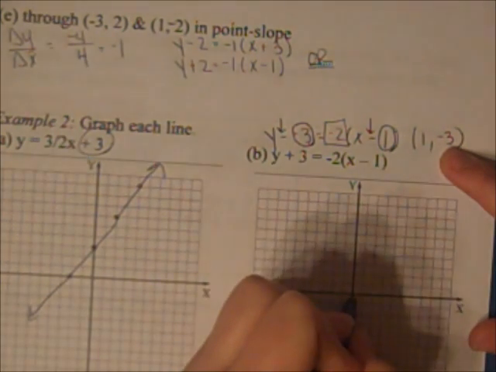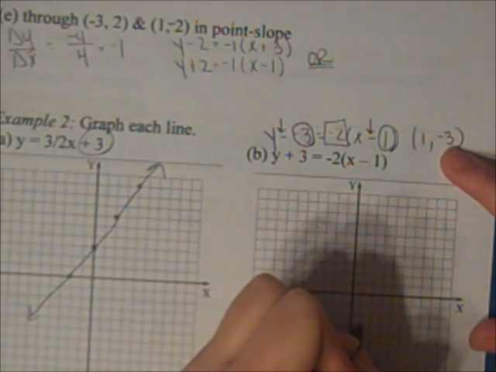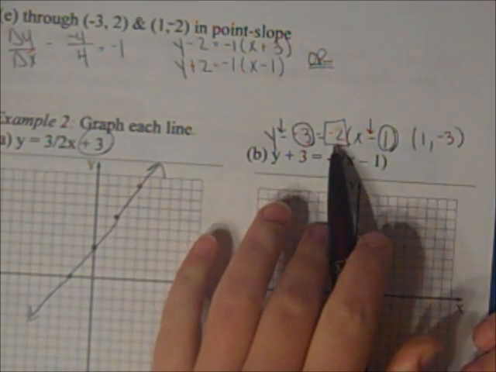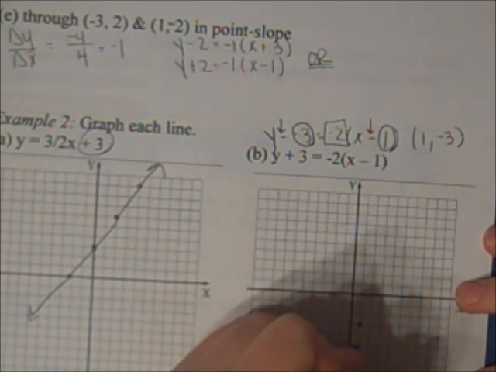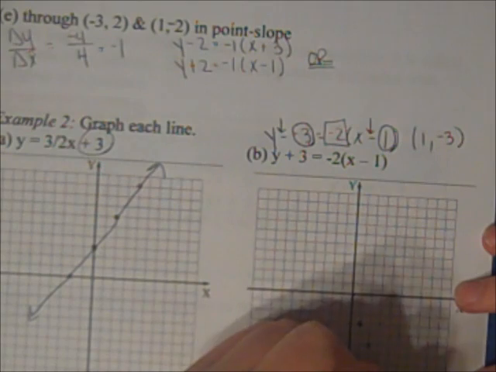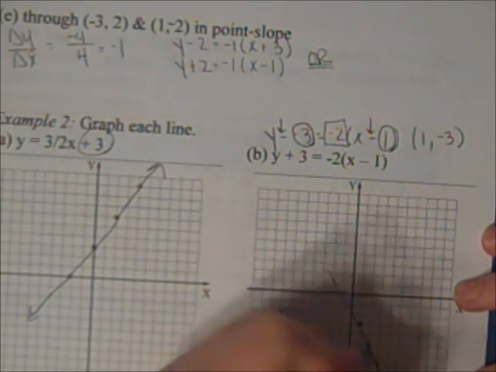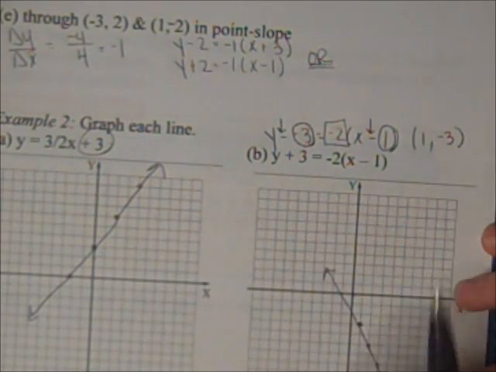So I'm going to go over 1 and down 3 to put my point. From there, I just follow the slope. Down 2 over 1, down 2 over 1. So identifying what the coordinate point is the tricky part. After that, it's pretty easy.